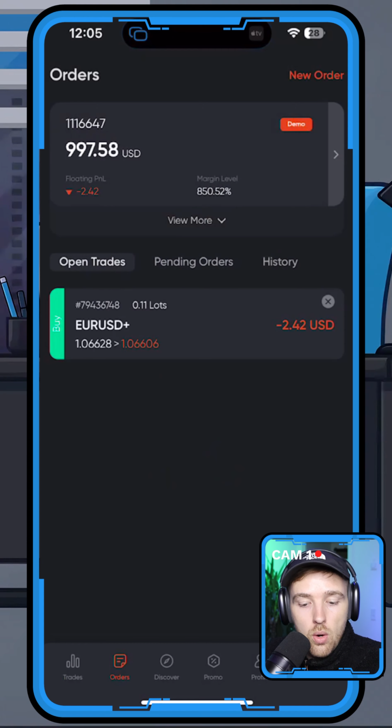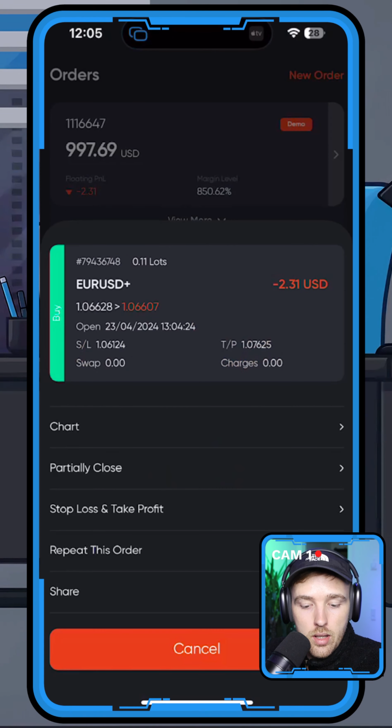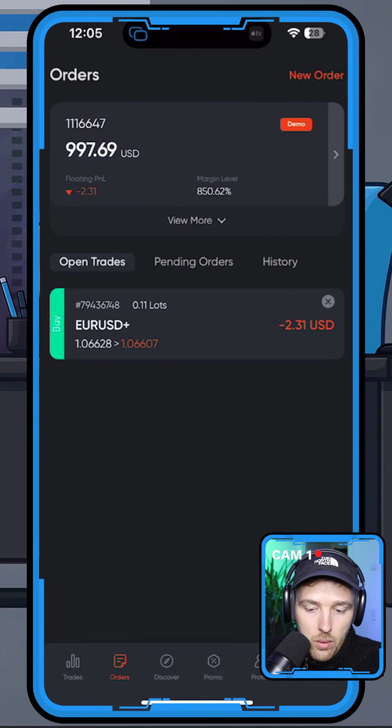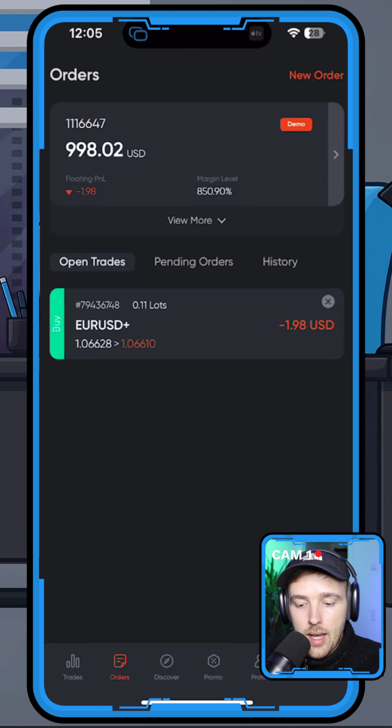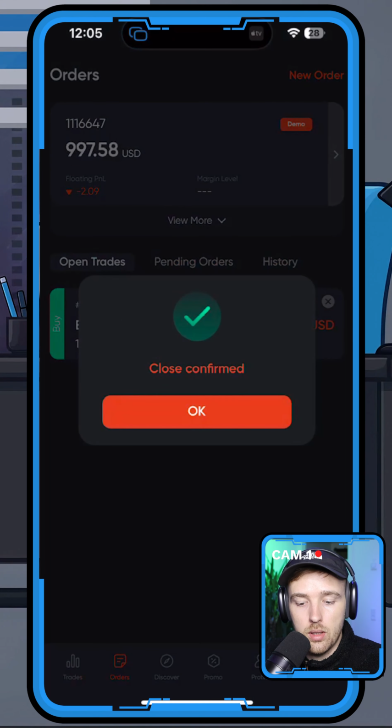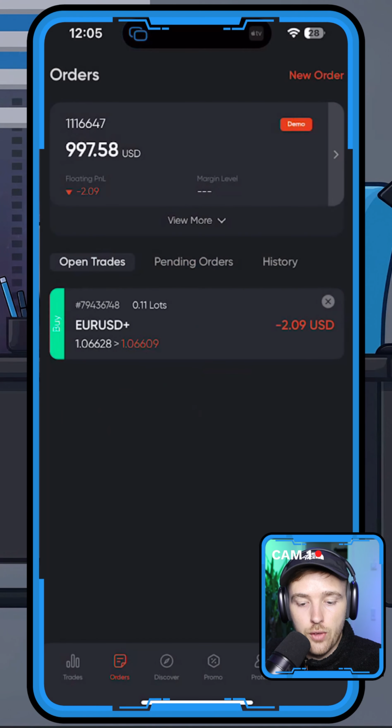So let's just go ahead and close this trade, because it's important to also see how to do that. Now, there are 2 ways to close this trade. You can do it on the chart, or you can basically just click the arrow. So we'll just go ahead and click the arrow over here at the right corner above the profit and loss, which is right now $2 negative. So let's just click the cross. Close confirmed.